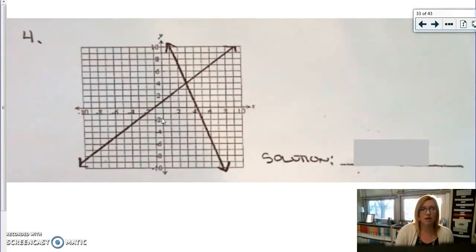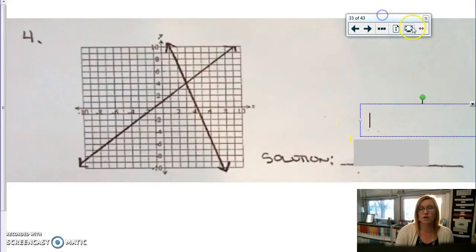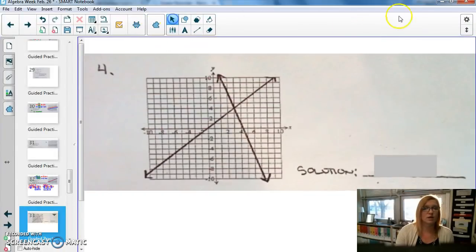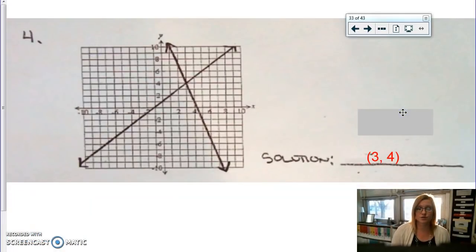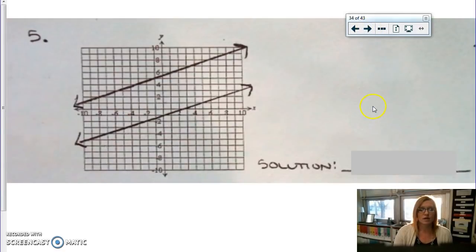All right, guys, welcome back. You can tell this is intersecting. So the point of intersection would be right here in this area. So that would be a positive 3, positive 4. So if you said positive 3, positive 4 for your solution, you're absolutely correct. Good job. Okay, number 5.